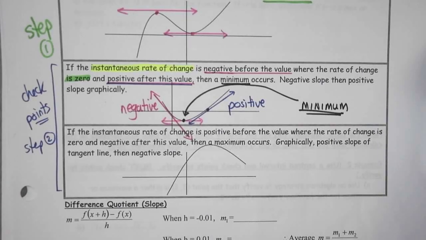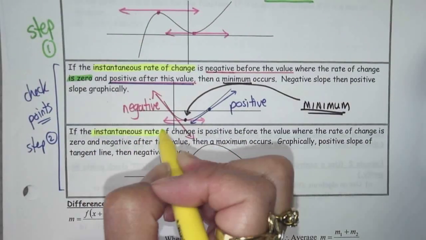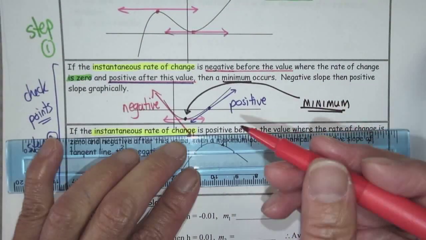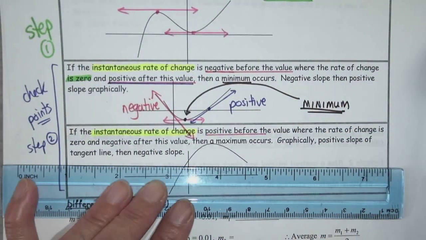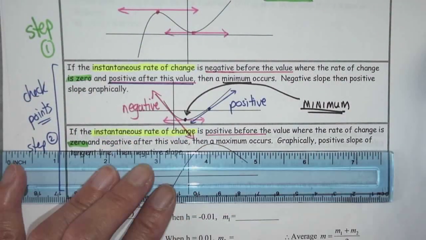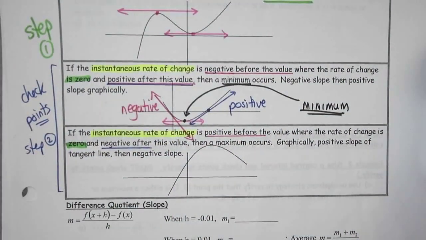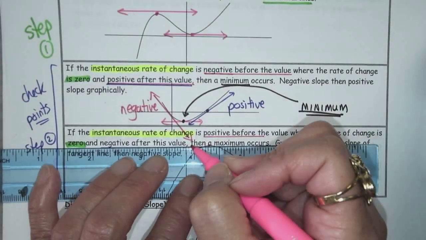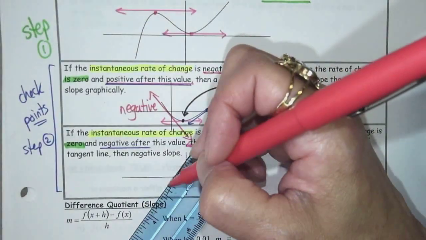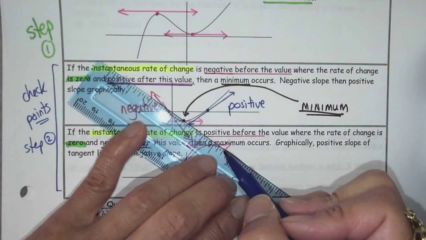Okay? Next, if the instantaneous rate of change, same wording, is positive before, so when I look before it, it goes from positive before, 0, right? We've still got the 0 in the middle, and then negative after. So see how it changes? So negative after. So what we're saying is, first you get the 0, okay? Before it was heading up, the slope is up, right? After it, it's negative.